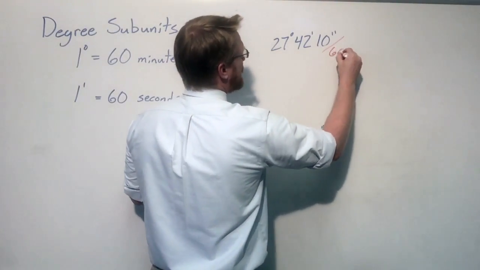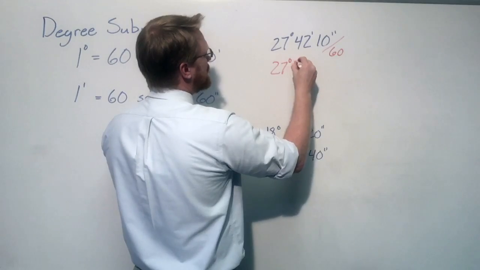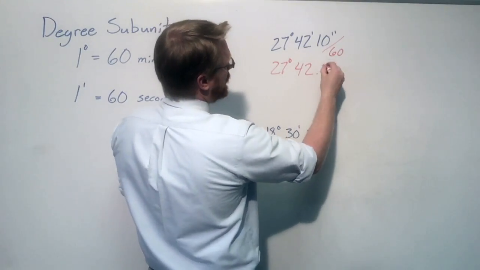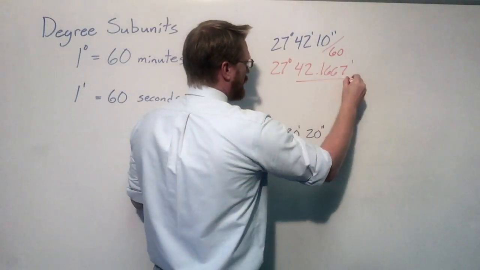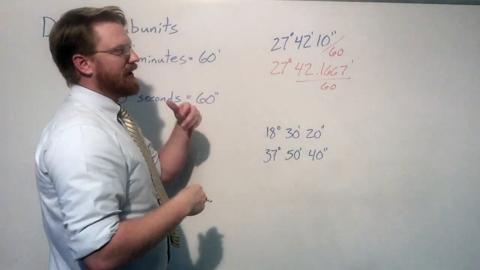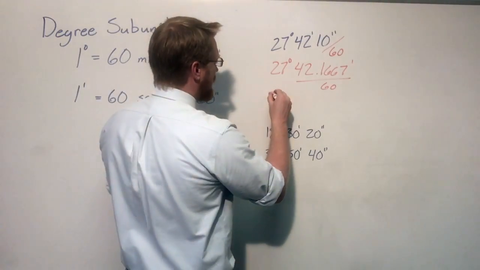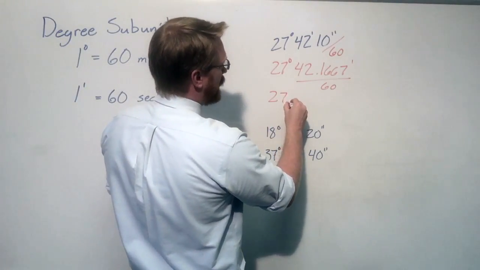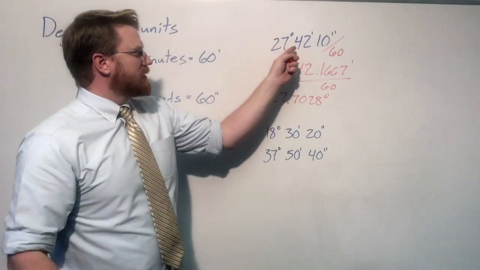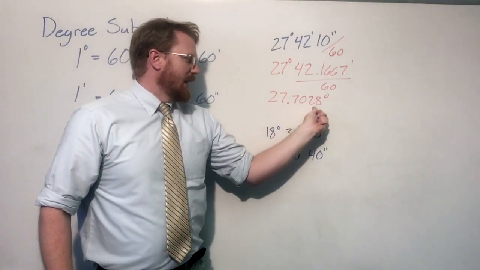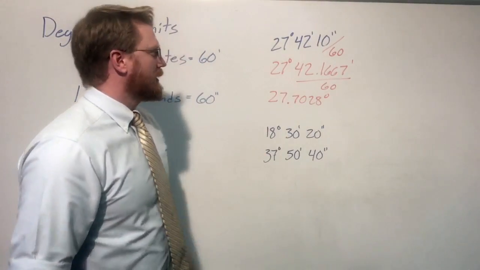So 10 divided by 60 will tell how many minutes that was worth, 0.1667 minutes. And then I'm going to take all those minutes into a degree. I divide that whole unit by 60, another base 60, and I get 27.7028 degrees. So that's all these subunits converted just into degrees, and it's just going to be a small amount of them compared to a degree.